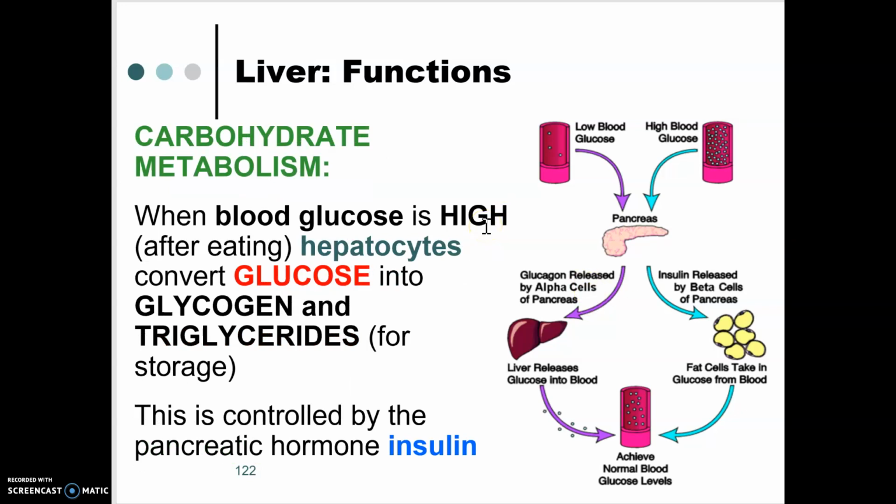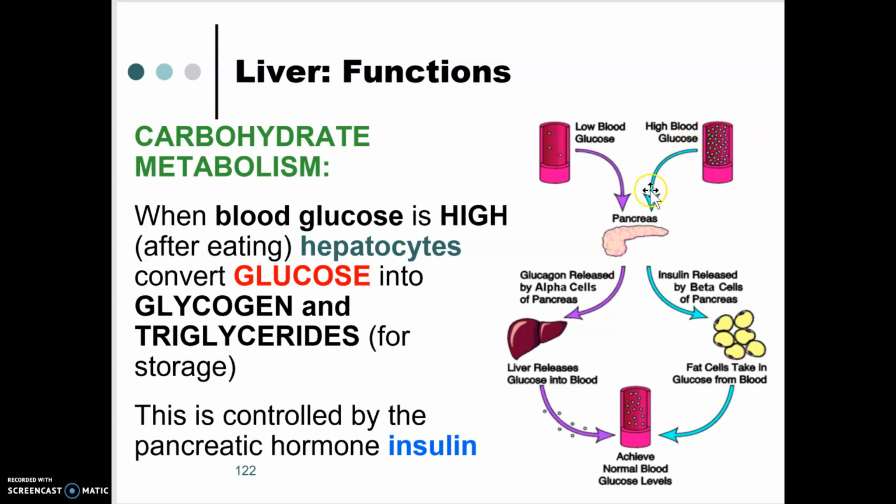When we look at this from the opposite point of view, when our blood glucose is high, so after we've just had a big meal, our hepatocytes have lots of glucose in the bloodstream. So we're in this case over here now. We need to get rid of that. We don't want to have too much glucose in our blood.